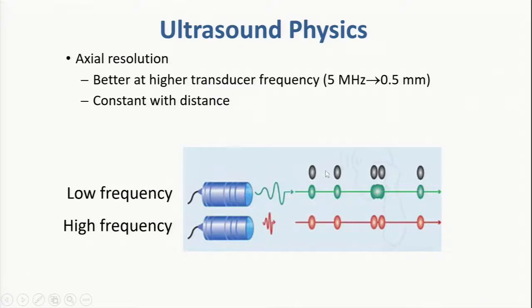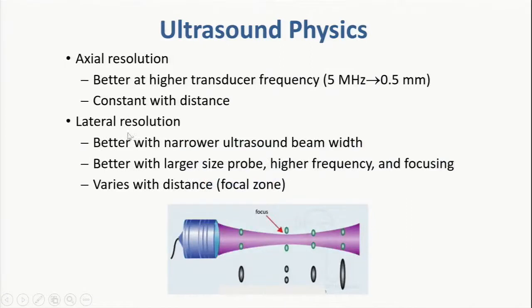So this represents reality here. We have 4 different objects. These 2 here are close together. With the low-frequency transducer, we can't really resolve these as 2 separate objects. They're kind of blurred together. But here with the higher frequency transducer, it has that better axial resolution, and you can see them as 2 distinct objects. All right, now for lateral resolution, this is better with a narrower ultrasound beam.